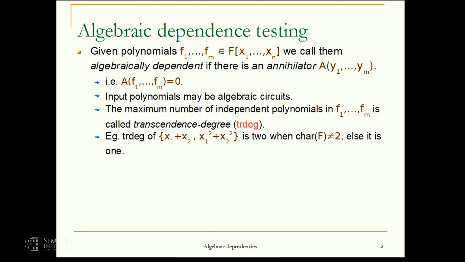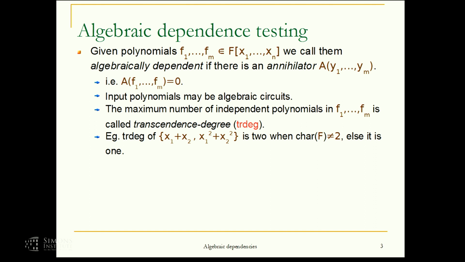So a simple example is if you look at x1 plus x2 and the sum of squares, depending on what characteristic you are in, either these two are independent, so the transcendence degree is 2. This happens in all the cases except when the characteristic is 2, because then you can see that the second one is the square of the first. So in that case, the transcendence degree is 1, otherwise it is always 2.